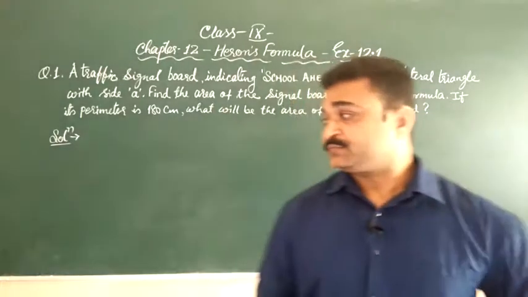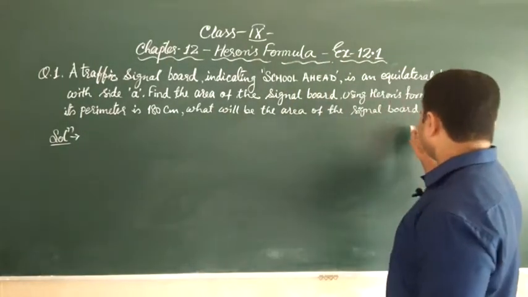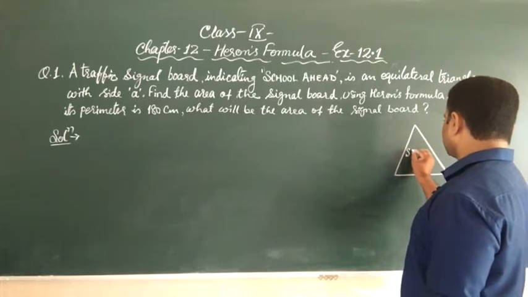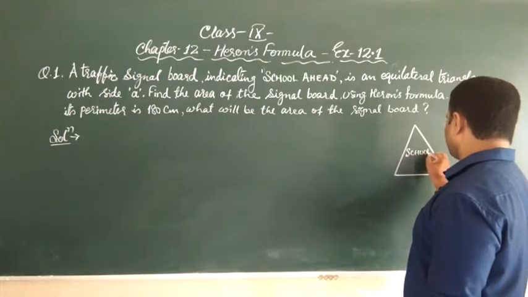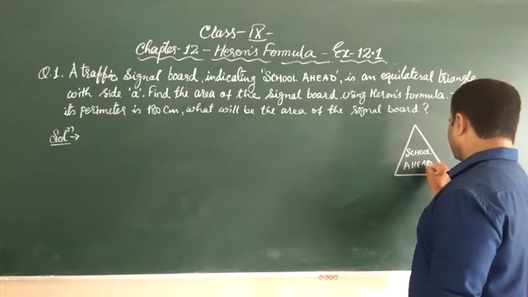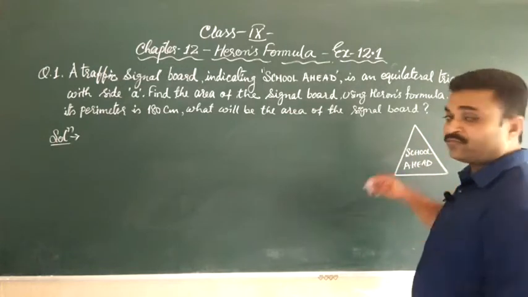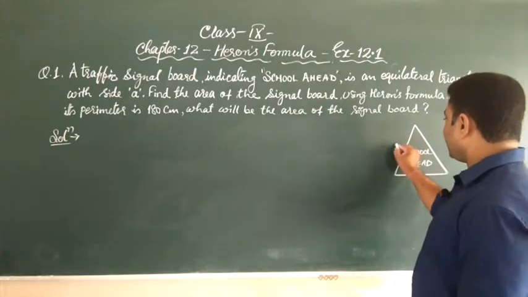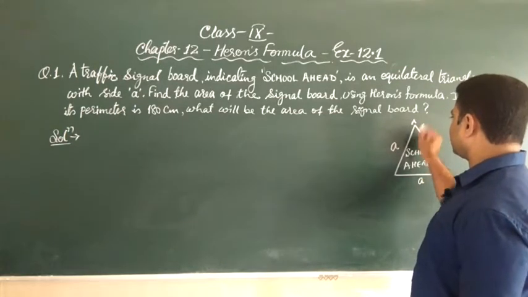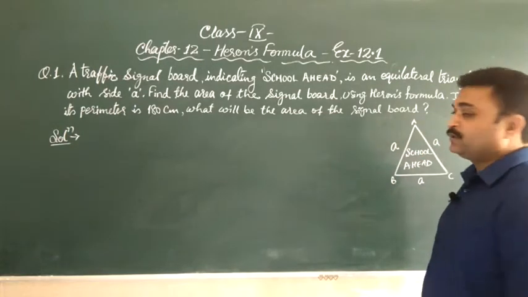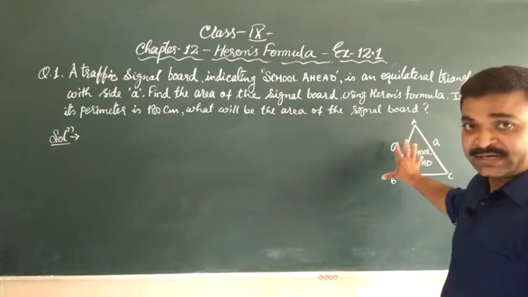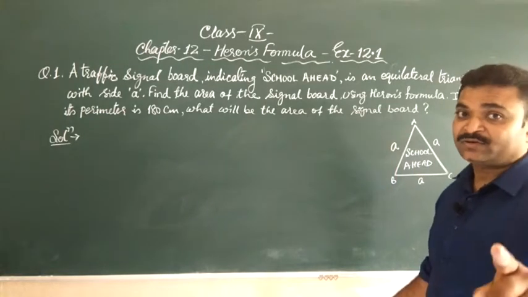So students, we have been given a triangle. Here it is written school ahead, and it is in the shape of an equilateral triangle, whose sides are A. All the sides are the same. Suppose ABC. Now here we have been given all three sides, but the height is not given.